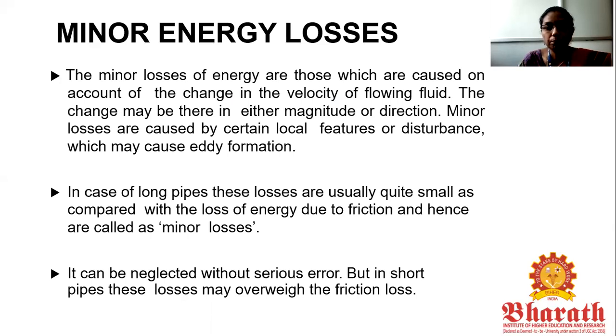In case of long pipes, these losses are usually quite small as compared with the loss of energy due to friction, and hence they are called minor losses. These minor losses can be neglected without serious error, but in short pipes these losses may outweigh the friction loss. So minor losses of energy are those which are caused on account of change in velocity of the flowing fluid.